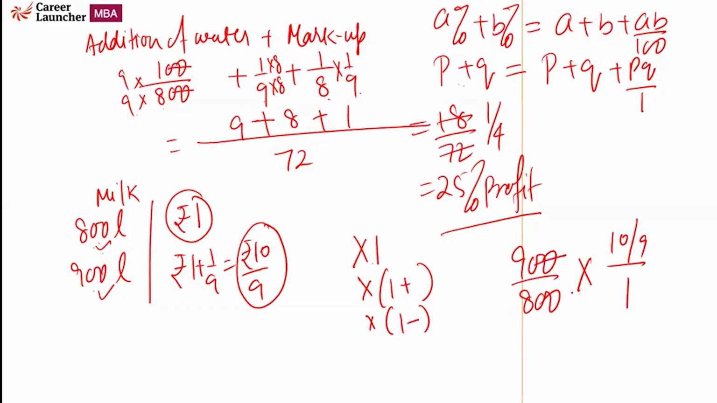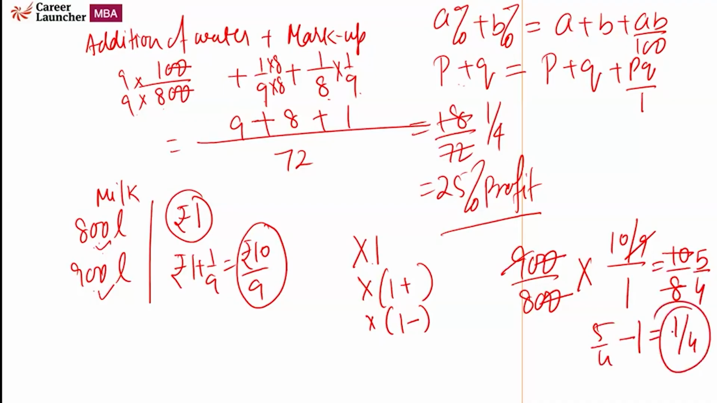घबराना नहीं है. कैंसिल देम. 9 also get cancelled out. The answer comes out to be 10/8. You cancel it 2 from there. It is 5/4. Don't forget to subtract 1. 1 means no profit, no loss. It is 1/4. That's fine. So there is going to be 25% profit there.